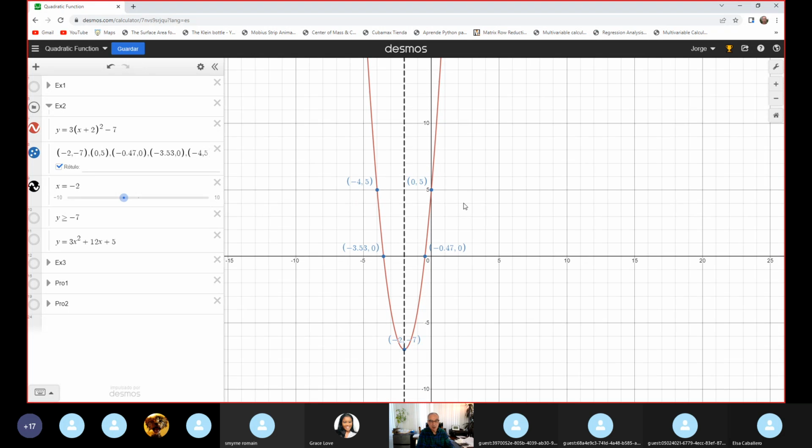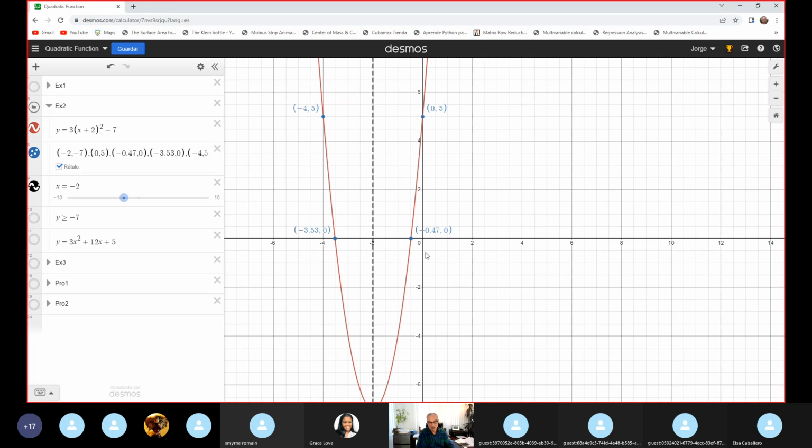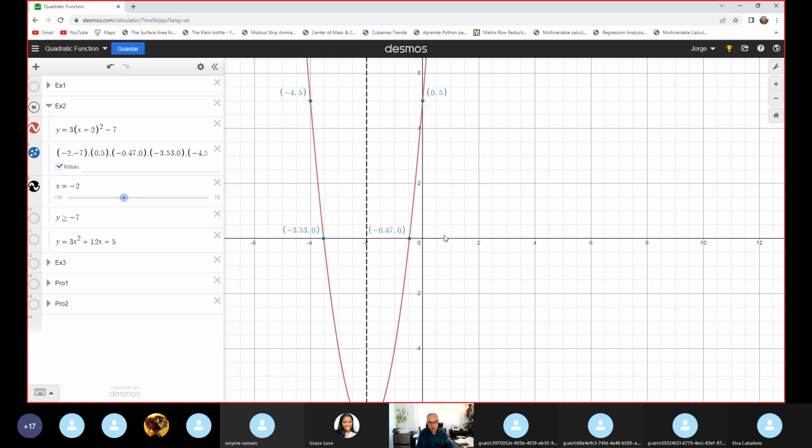This is my famous parabola. The vertex was negative 2, negative 7. One more, I found the y-intercept, which is (0, 5), which is C. Nice. By solving the quadratic equation associated with the quadratic function, I obtained two x-intercepts, which are irrational, so it's a crazy decimal, no? Negative 0.47, 0 and negative 3.53, 0.